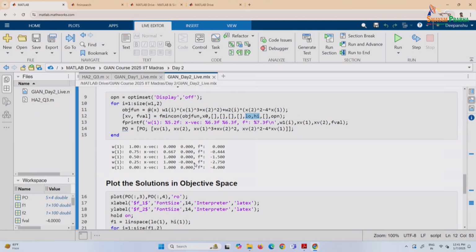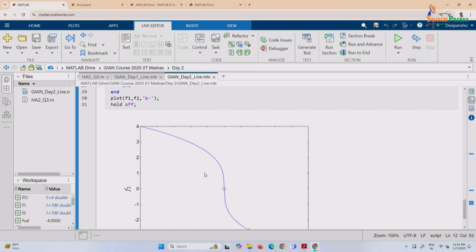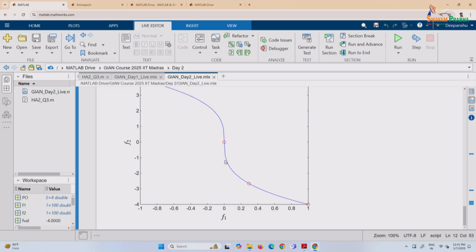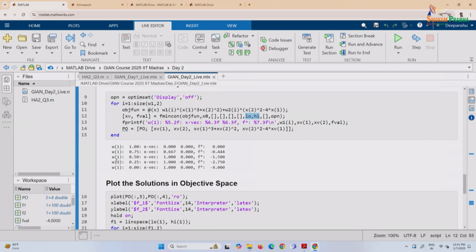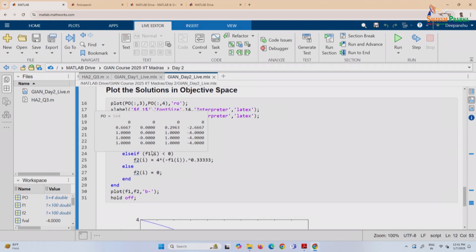Then, you see what happens is, I'll show you the plot. You only see 3 points. But I should have got 5 points because there are 5 runs we made. What happened in this case, I want you to understand this. Here, for different w1, these are the x vectors I'm printing, and this is the corresponding f. But I also should have plotted the PO. Okay, let me plot the PO.